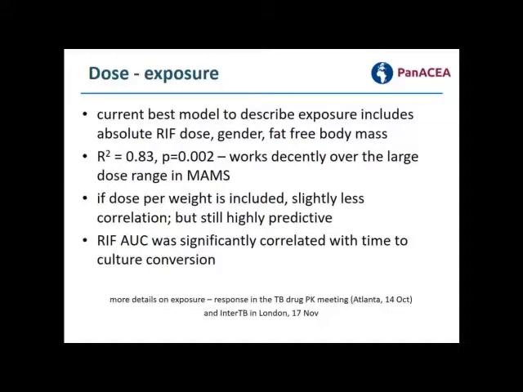And as you'd expect, the area under the curve was of course significantly correlated with time to culture conversion. More details on this exposure response analysis and on the models will be presented at the TB drug PK meeting in Atlanta on Sunday and at InterTB in London. And of course we hope that the publications will be accepted relatively soon.